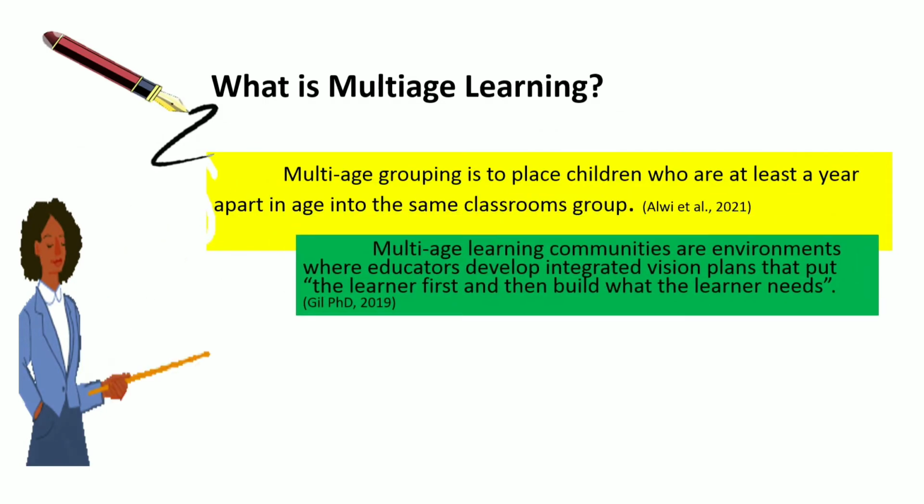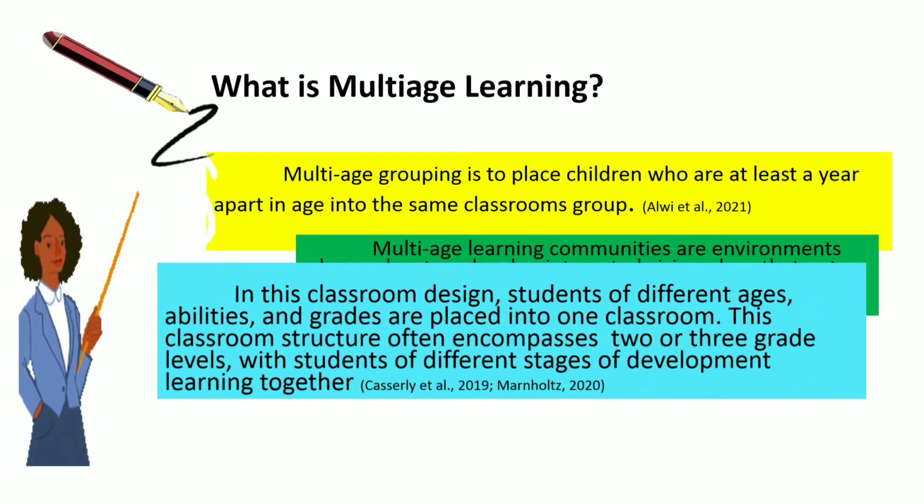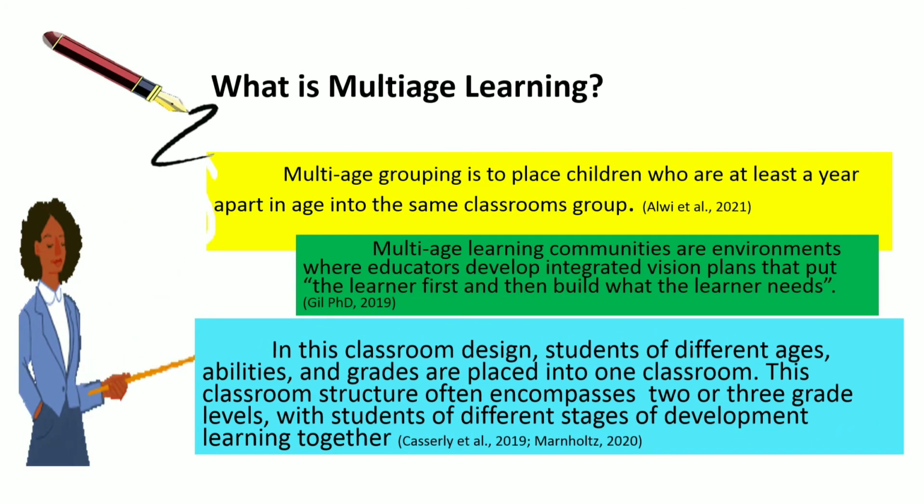Multi-age learning communities are environments where educators develop integrated vision plans that put the learner first and then build what the learner needs. In this classroom design, students of different ages, abilities, and grades are placed into one classroom. This classroom structure often encompasses two or three grade levels with students of different stages of development learning together.